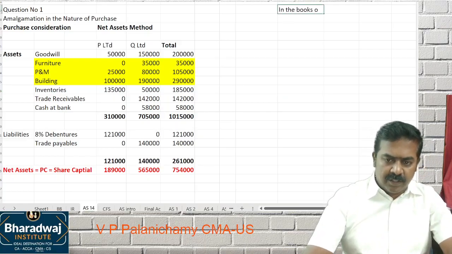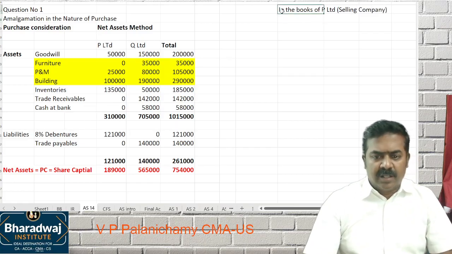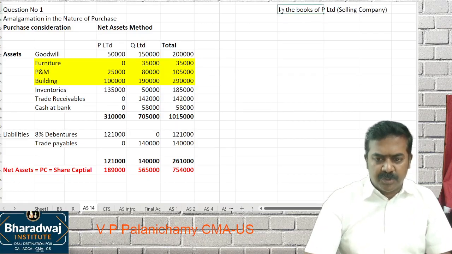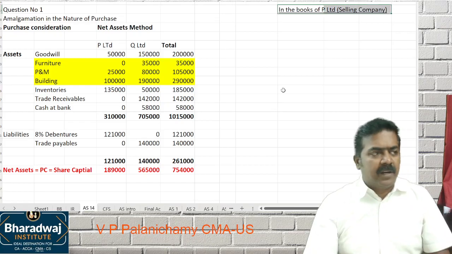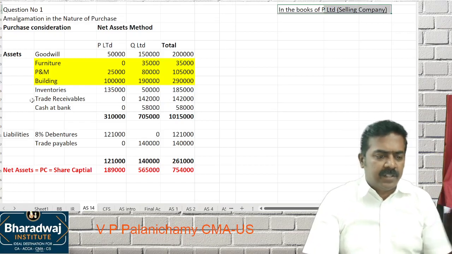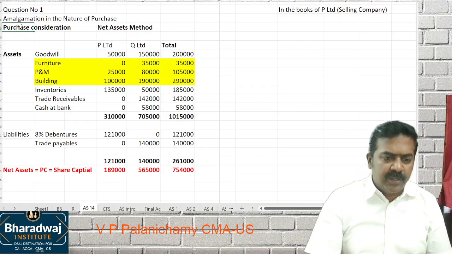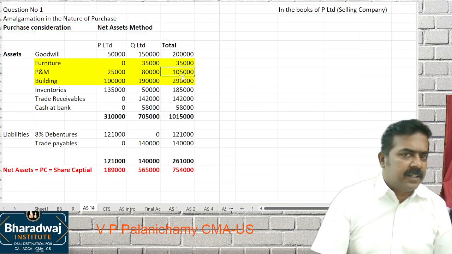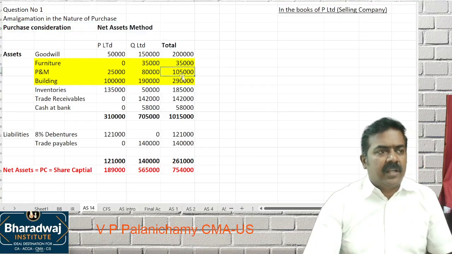In the books of which company do they ask for? P Limited, that is the selling company. Okay, I'll come to that later. We'll prepare ledger accounts. I'll come to the selling company's part later. So leave a page gap. I'll come back to it later after doing some problems in the purchasing company. Any doubt in this?